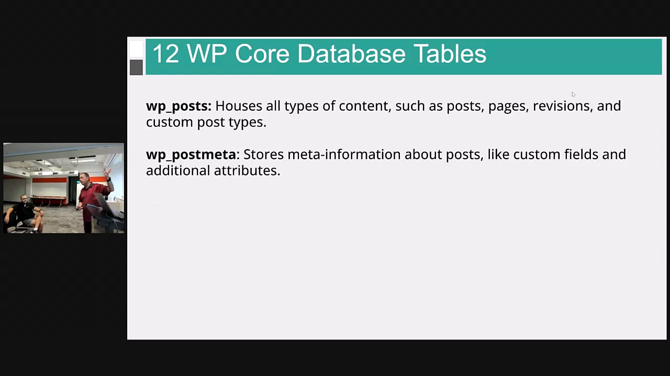Then you've got all your post stuff. Everything in WordPress is a post. A page is a post. I know it's confusing, but a page is just a post of type page. So WP posts has all your post data. That's your date, your title, your slug, your author, the content itself, that sort of stuff. And then post meta, similar to the comment meta, is additional stuff that you could add into a post. Things like custom fields, additional attributes for those.